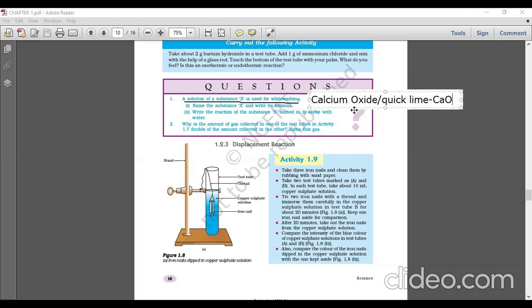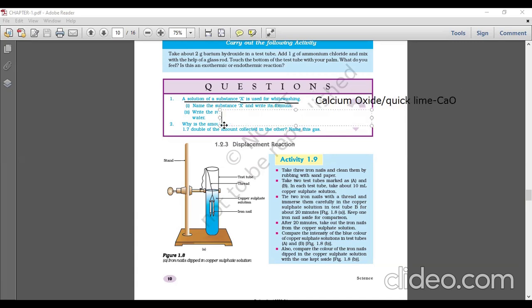He is asking to name the substance and write its formula. So the formula is written, and the substance is calcium oxide, which we use for whitewashing. And then, write the chemical reaction of substance X with water. Okay, this is very, very important. He's saying to write the reaction of the substance X named.